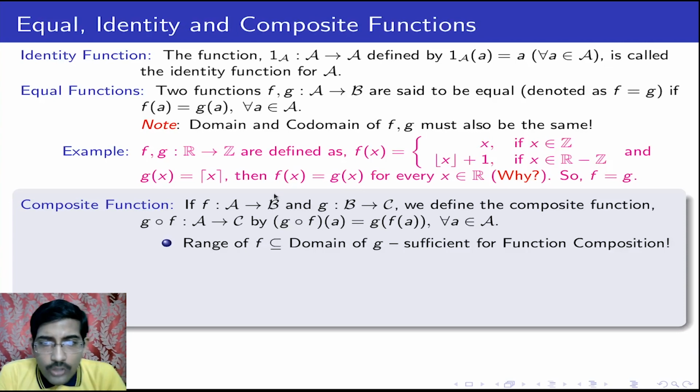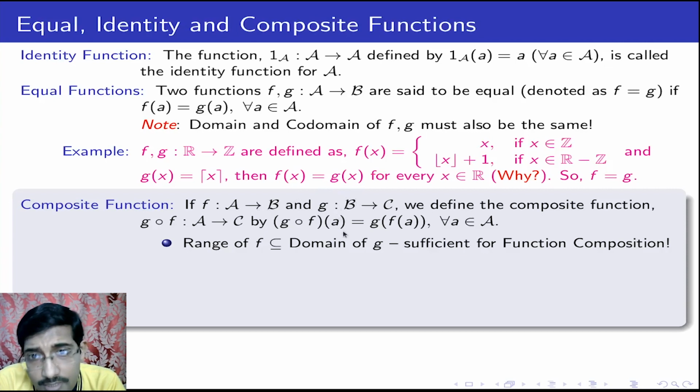It is not the case that your codomain should always be the domain of the next function that you compose. It is sufficient if the range of f, that is f of A that you get in B, matches the domain of g, or rather the range of f is a subset of the domain of g. Then only it is qualified, because I only want to transfer this function to a different domain and associate it with C. So the range must be a subset of this domain. It is sufficient for function composition.